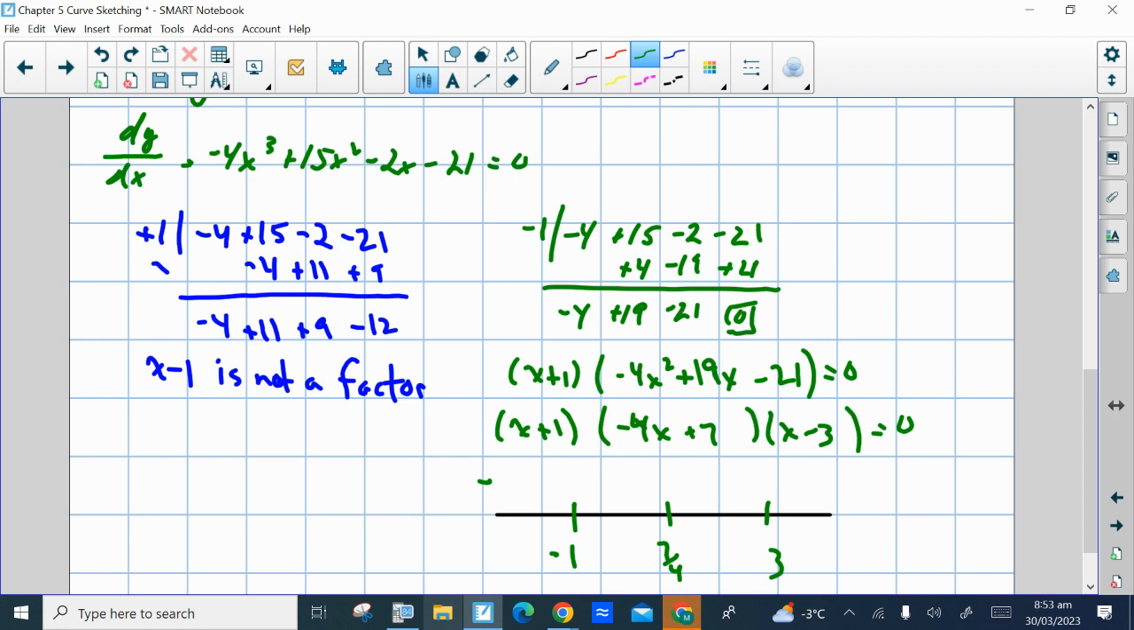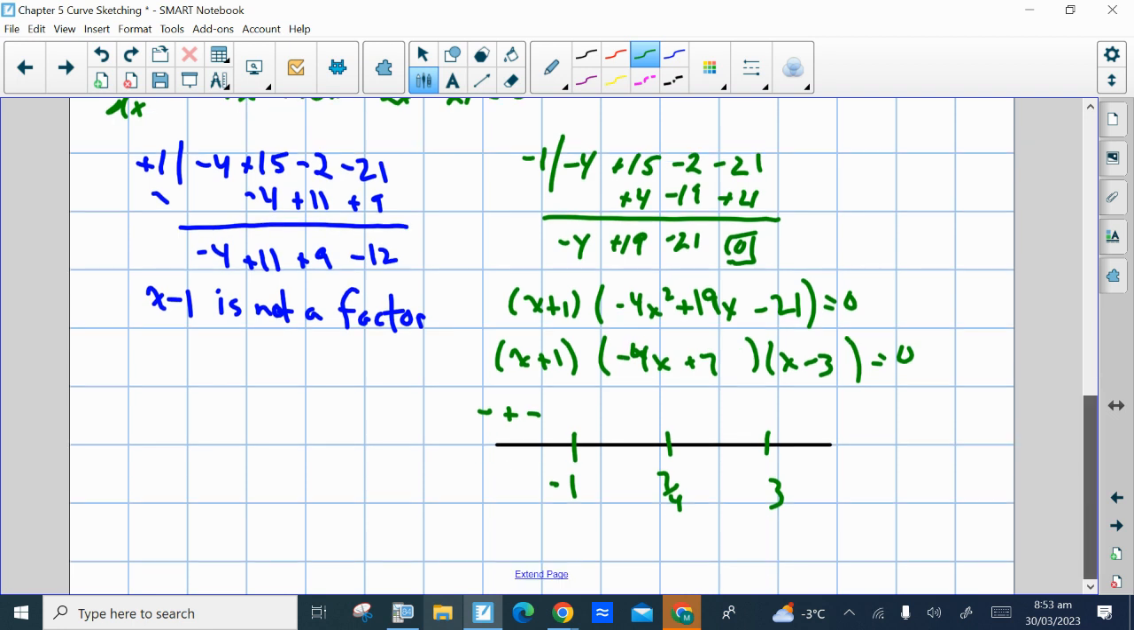Why is it positive? And what about the last one? And then what? Which we knew already, because the graph falls to the left. So Brighton, what number would we choose for the next interval?